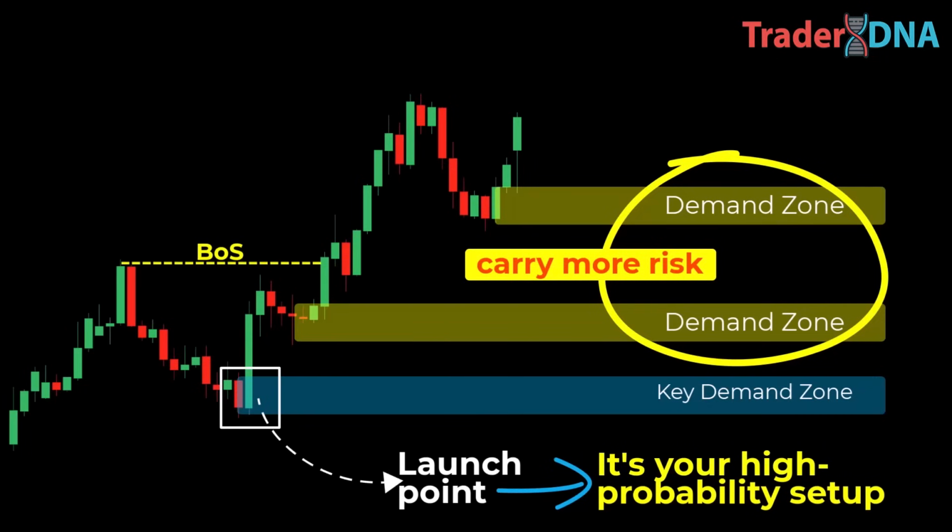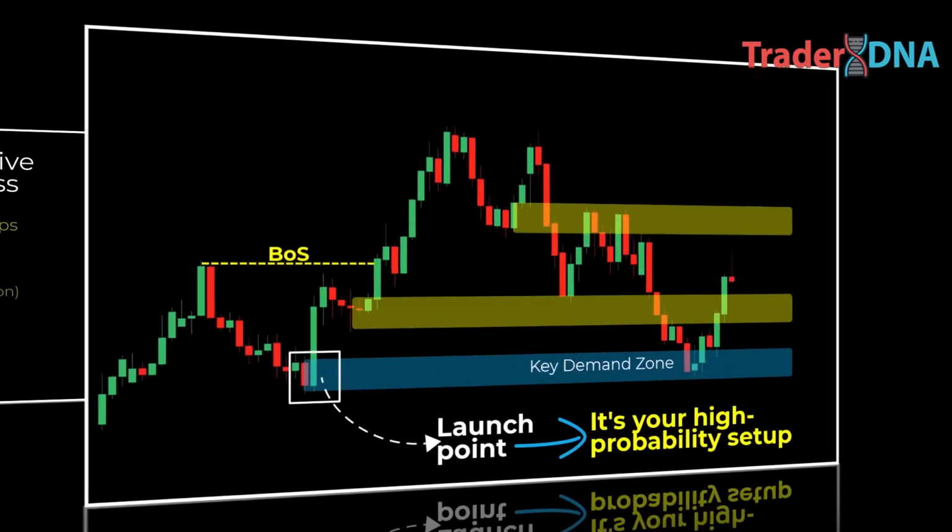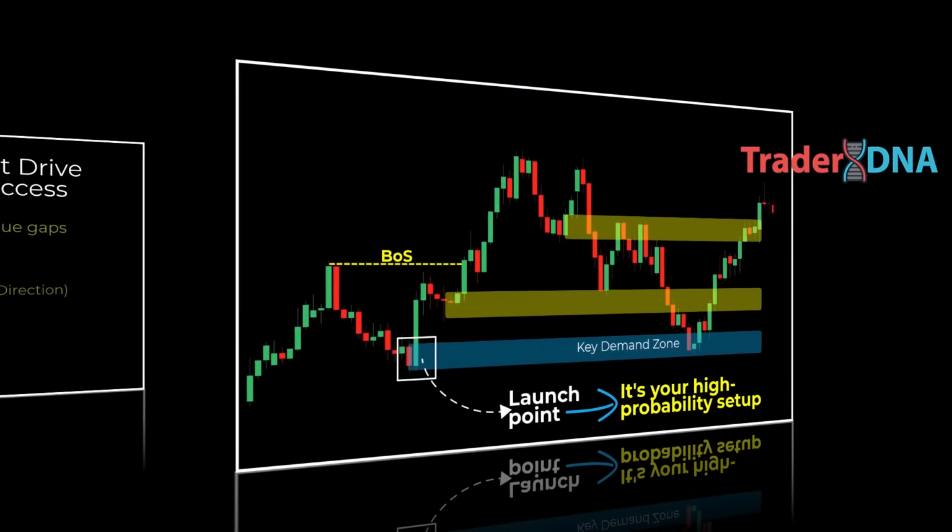Here's a solid rule to stick to. Risk only 2 to 3% of your capital per trade, and never have more than 3 open positions at the same time. This way, even if you take a few losses, you're not wiped out and you're still in the game for the next high probability setup.